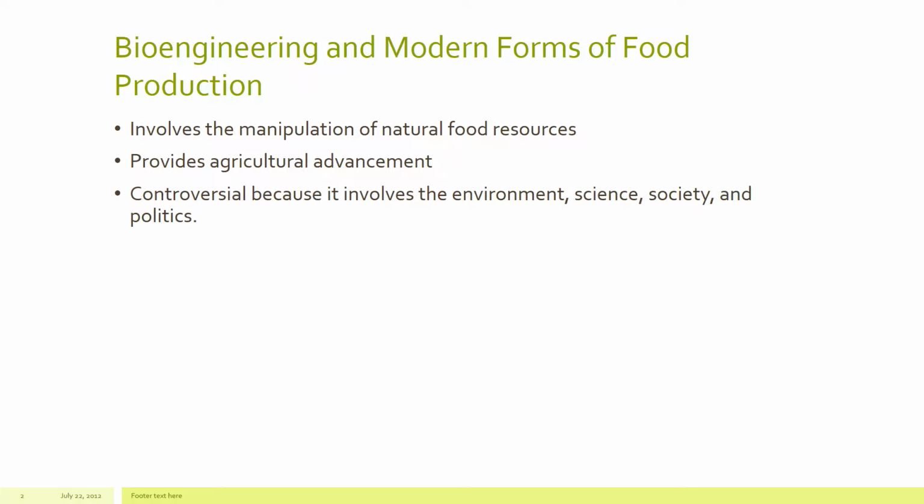Bioengineering seems to be an important theme for ecology and humans because it involves the manipulation of natural food resources and other genetic matters that are necessary for human survival. It also provides agricultural advancement. It is controversial because it involves the environment, science, society, and politics.